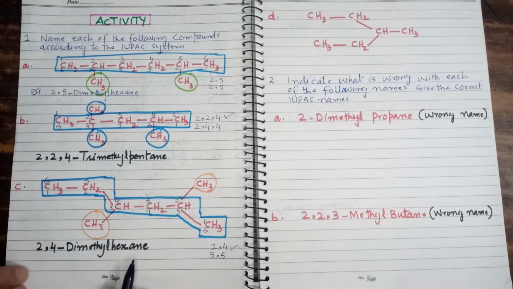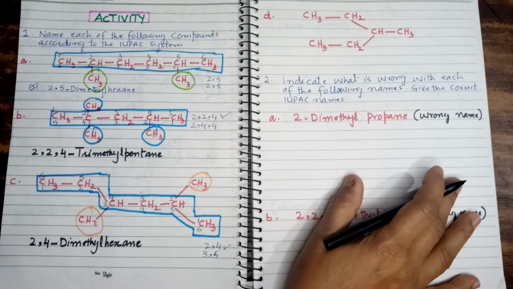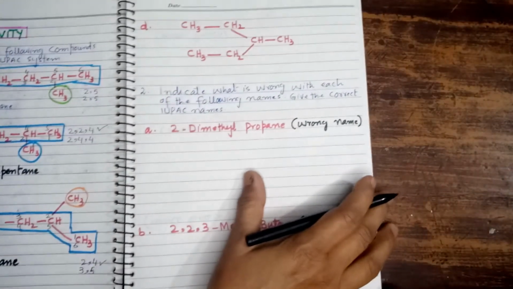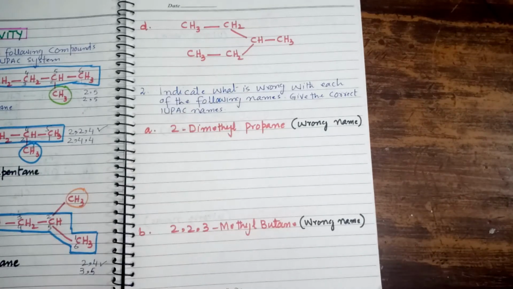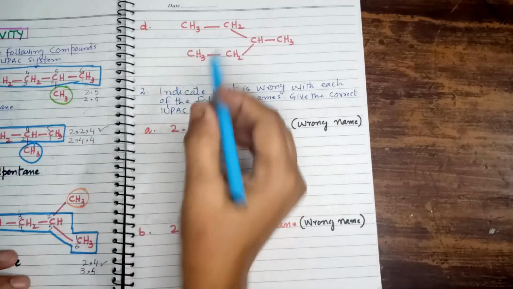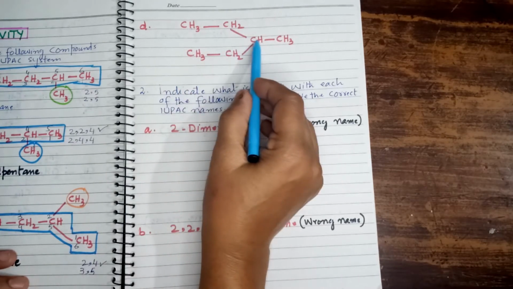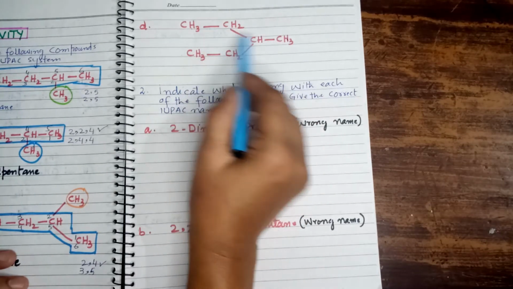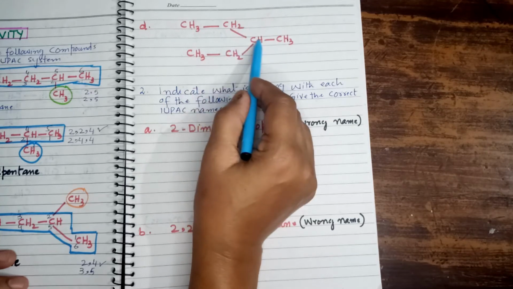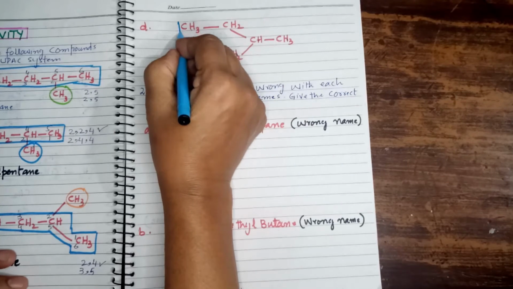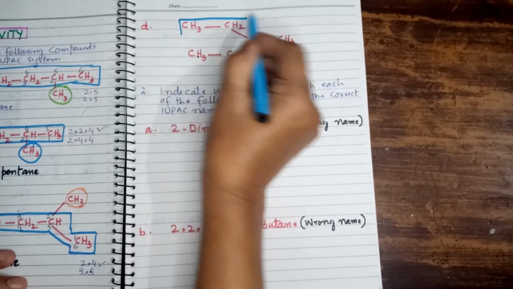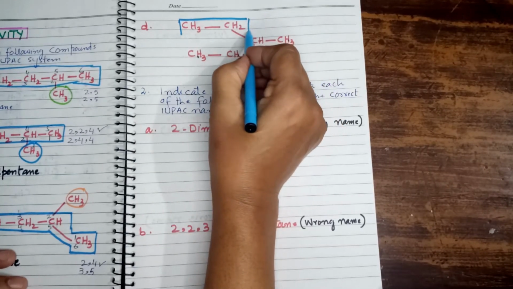Now after that, we will solve the next part, that is D part, right? So first of all, we find the parent chain, of course, here 1, 2, 3, 4. 1, 2, 3, 4, 5. So this is the longest chain. Once we find the parent chain, enclose the parent chain in the box like this.